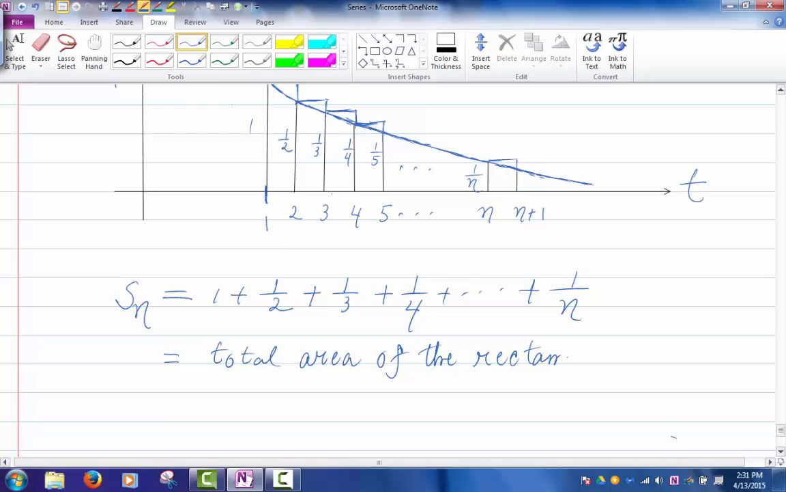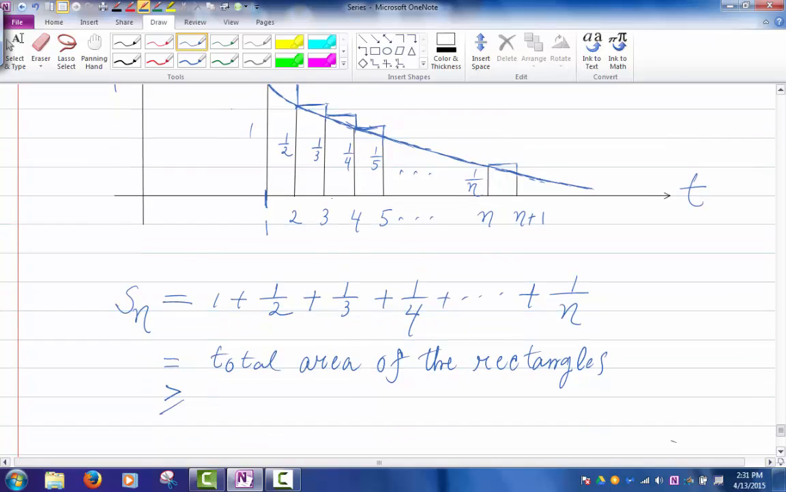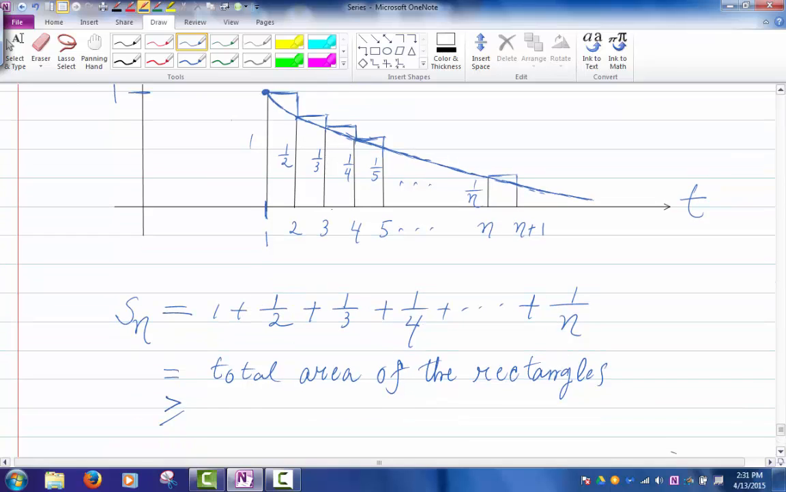This is bigger than what? This is bigger than the area below the curve, right? Can someone give me a formula for the area below the curve? The integral from 1 to n? No, 1 to n plus 1, right? The rectangle goes up to this point, so 1 to n plus 1, yes.